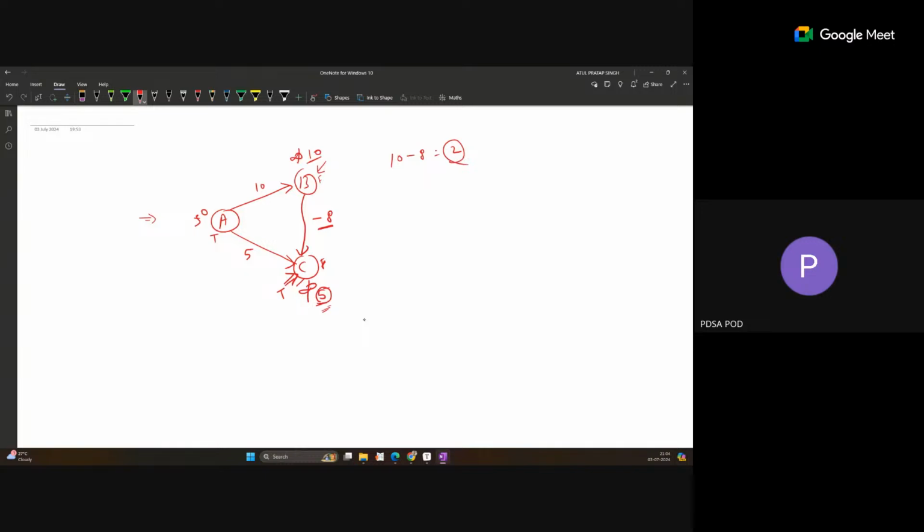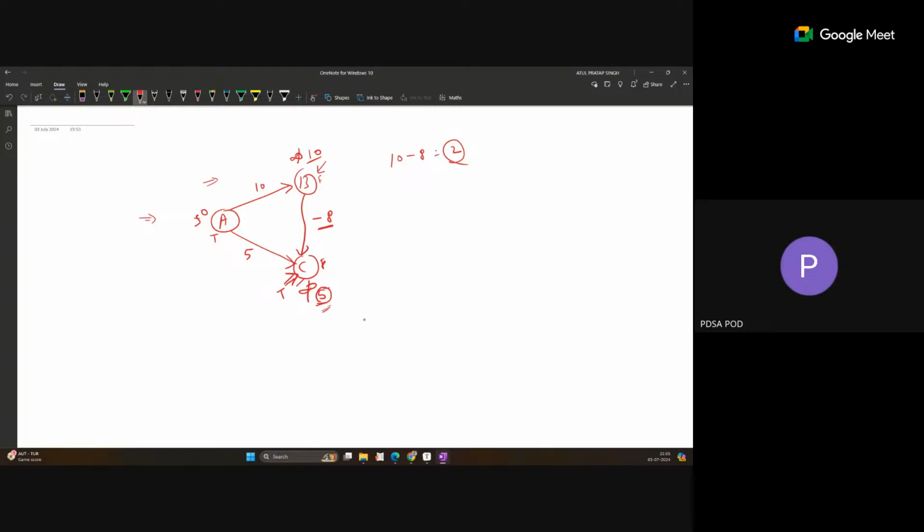Logically, the shortest distance from A to C is 10 minus 8, which is 2, but by the Dijkstra algorithm process we are getting 5. So in this situation, Dijkstra's algorithm fails with negative weights, because Dijkstra's algorithm never looks back at a node which is already visited, so it does not update that vertex.